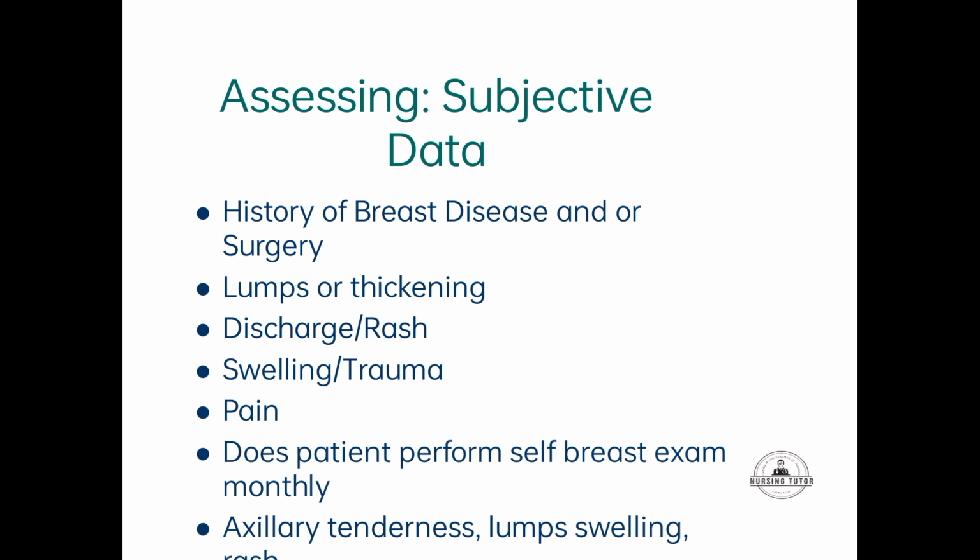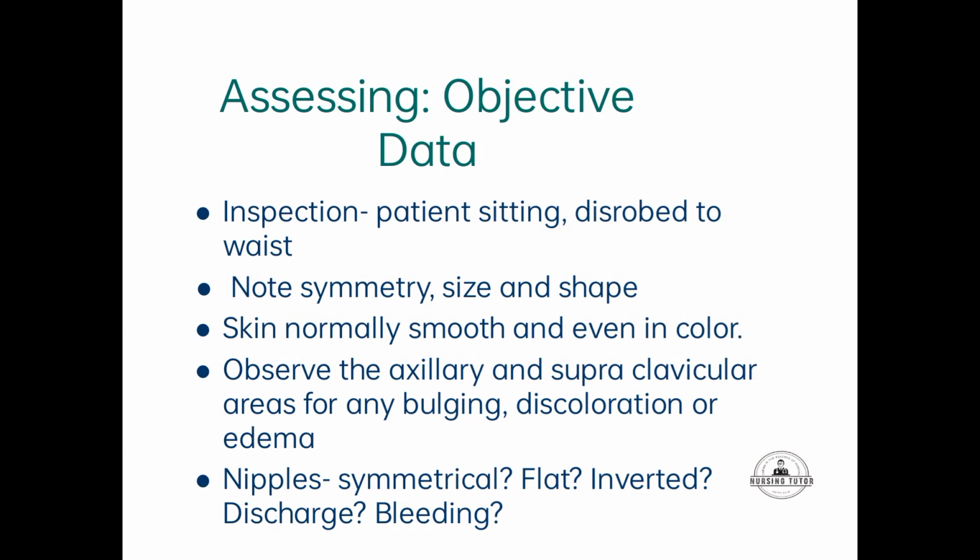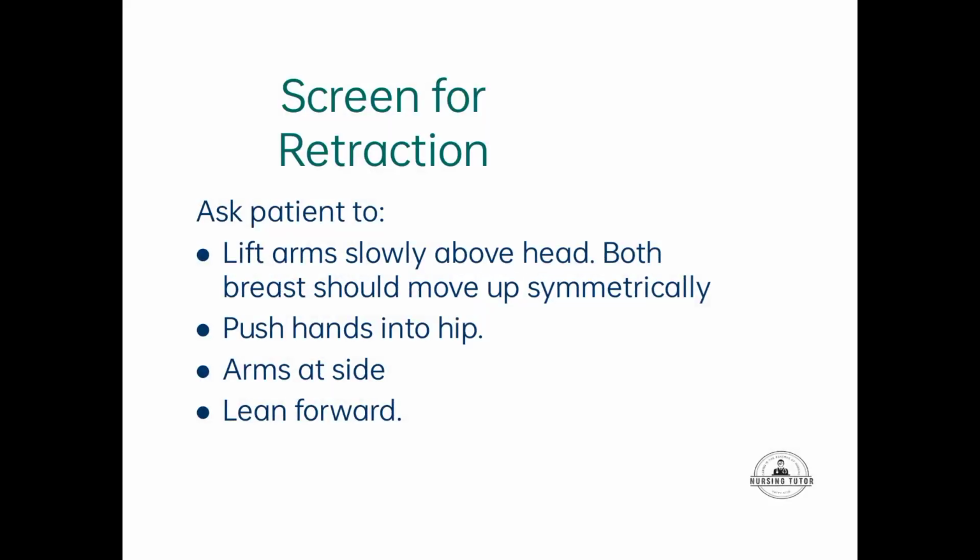Does the patient perform self breast exam monthly? Axillary tenderness, lumps or swelling. Assessing objective data: inspection, patient sitting, disrobed to waist. Note symmetry, size and shape को देखना है. Skin normally smooth and even in color. Observe the axillary and supraclavicular areas for any bulging, discolorations or edema को देखना है. Nipple symmetrical है, flat है, inverted है, discharge है या bleeding है.